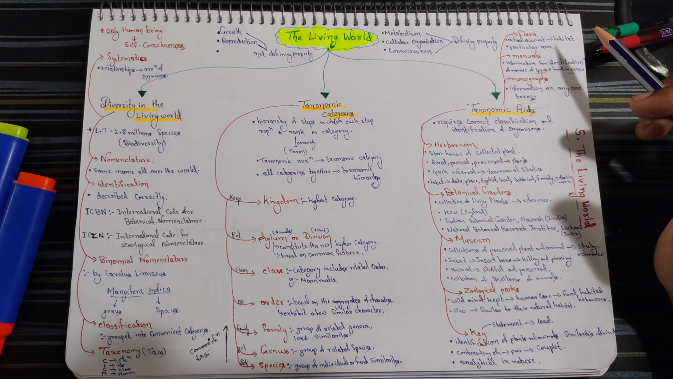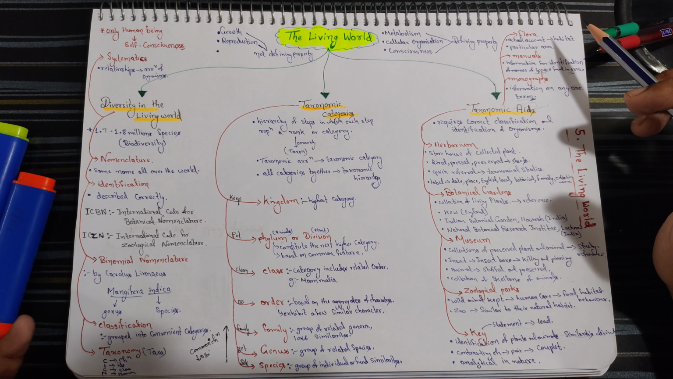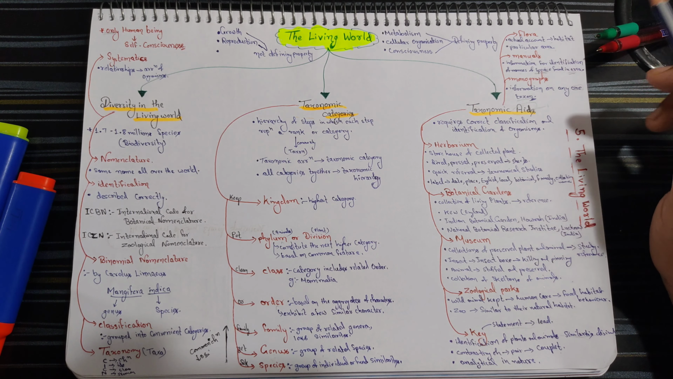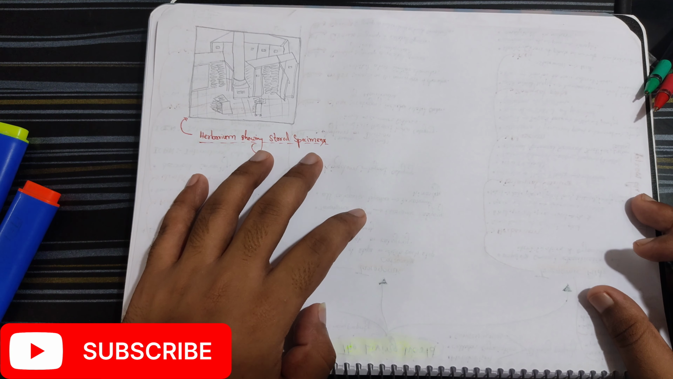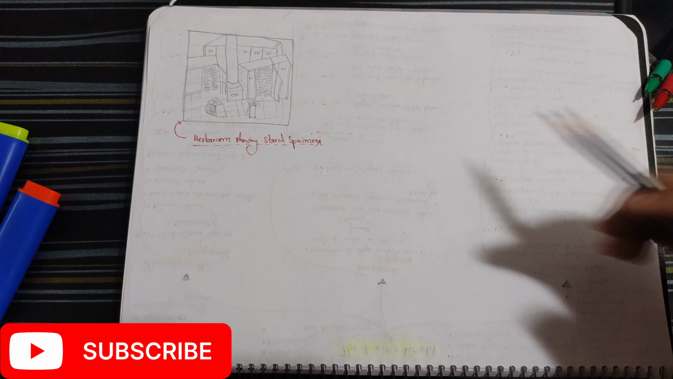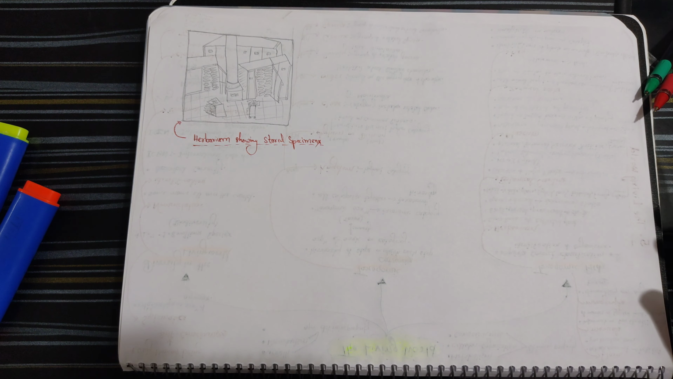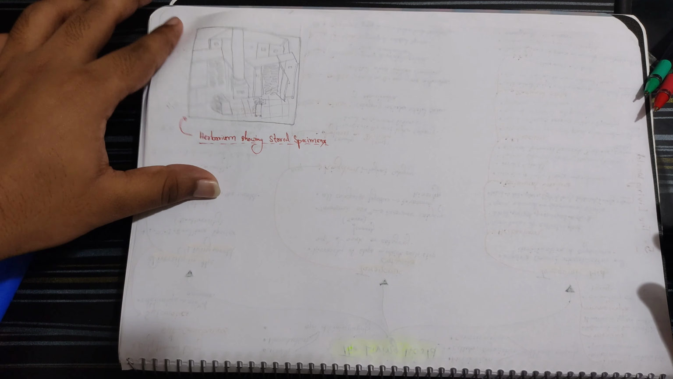That's the three parts of the living world, and it is a very short chapter, and there is only one diagram, that is a herbarium showing stored species. This is a herbarium with stored species, and this chapter is very small.